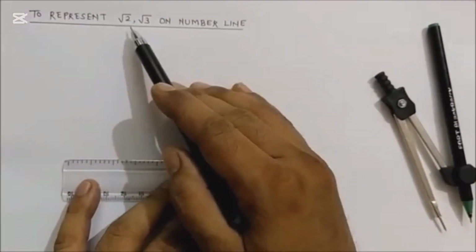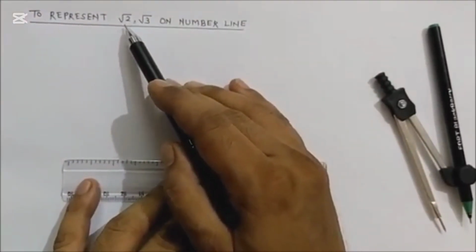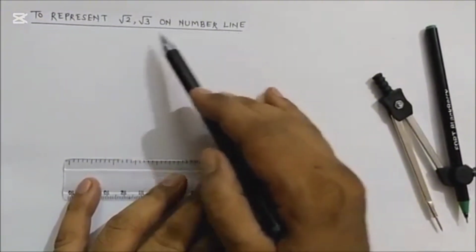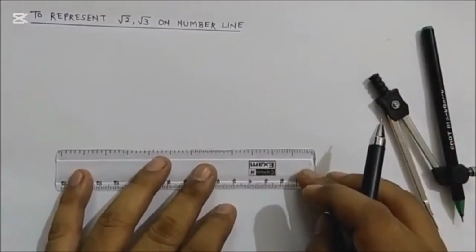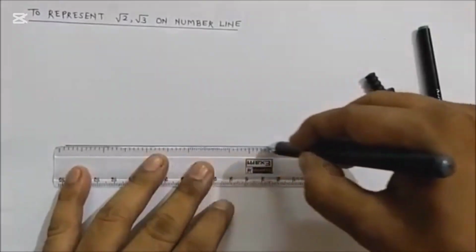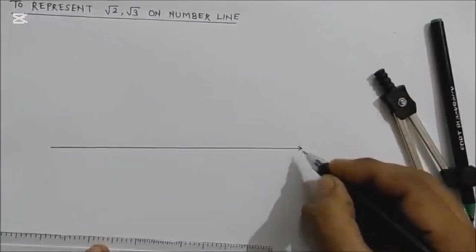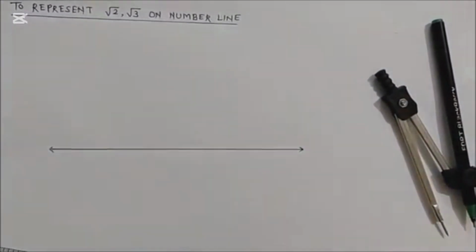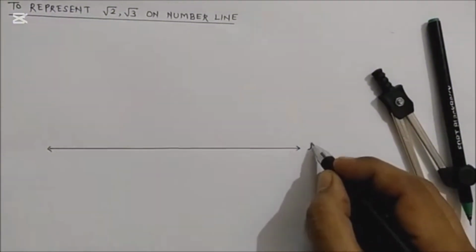Let us see how to represent an irrational number, root 2 and root 3, on the number line. Okay, so let's start with that. First step, we draw a line. This is line L.